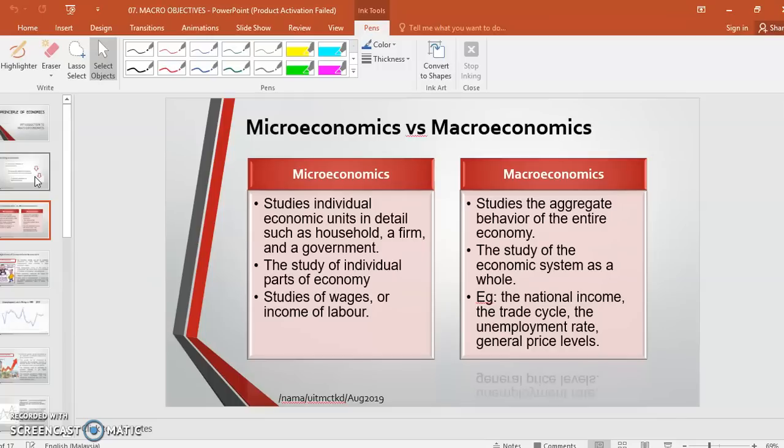So this is the differences between micro and macro. So I just skip this slide, sebab kita dah already discuss previous week.